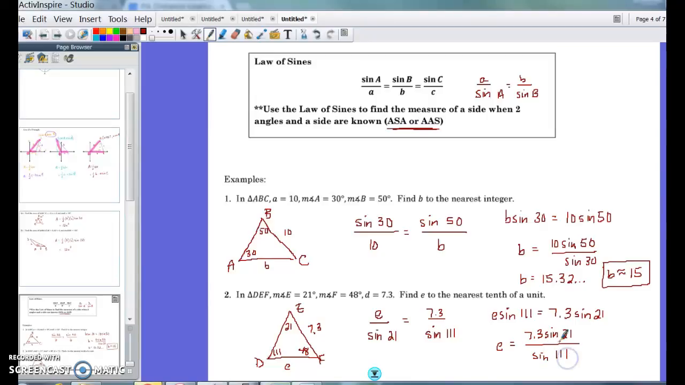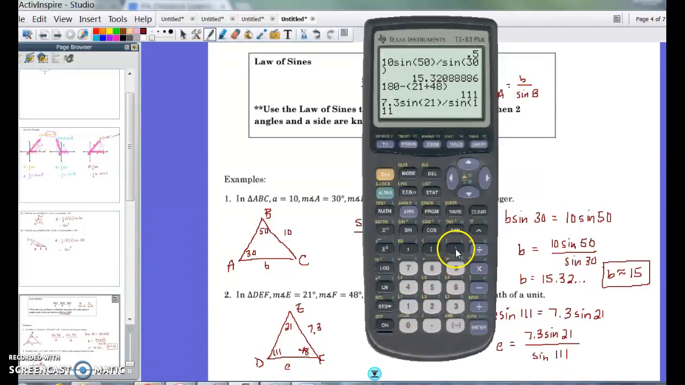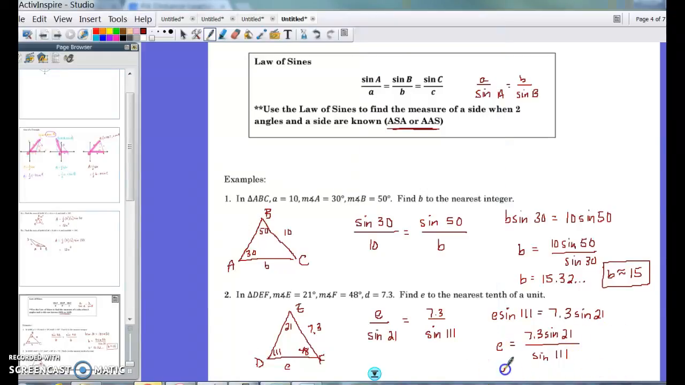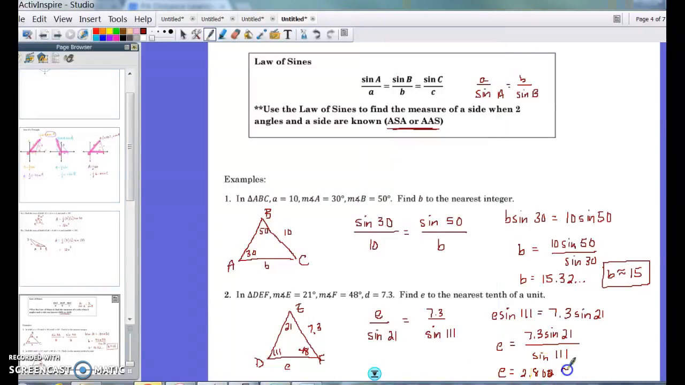And notice I'm not putting anything in my calculator until the last step, and I just do it all as one problem. So 7.3 sine of 21, close the parentheses, divided by sine of 111. And that gives me e is 2.802. So to the nearest tenth of a unit, e would be equal to 2.8.